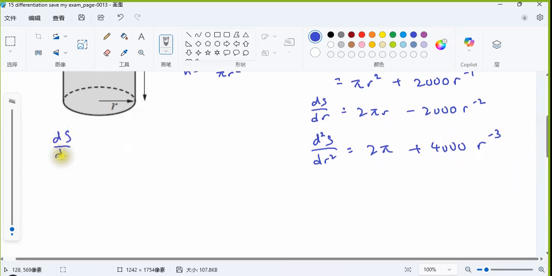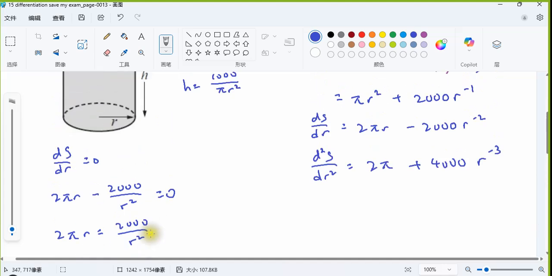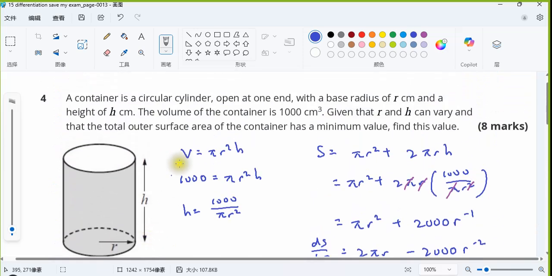So dS/dr equal to 0. Then we have 2 pi r minus 2000 over r squared equal to 0. So 2 pi r equal to 2000 over r squared. And then r cubed will be 1000 over pi. So r will be the cube root of 1000 over pi.